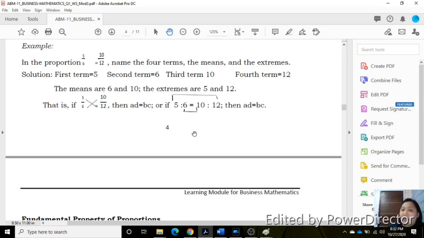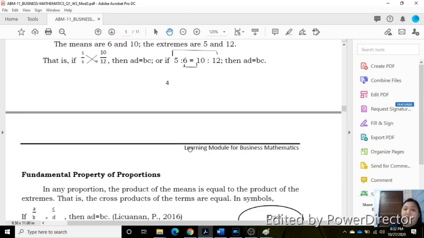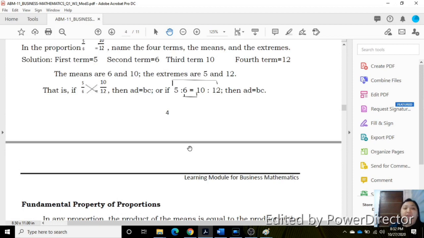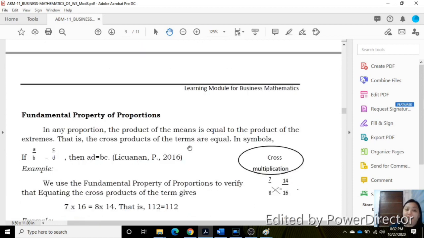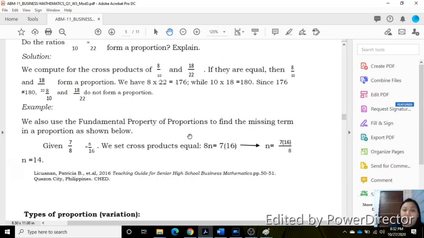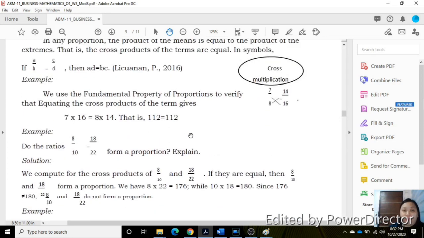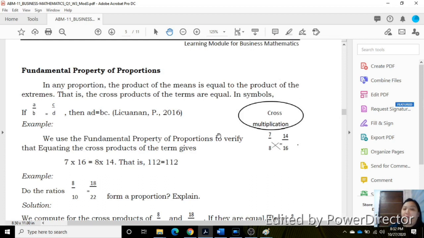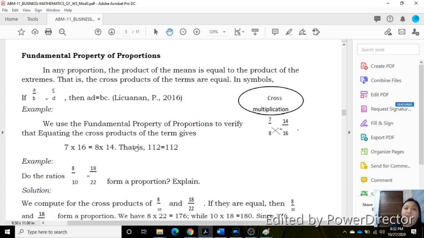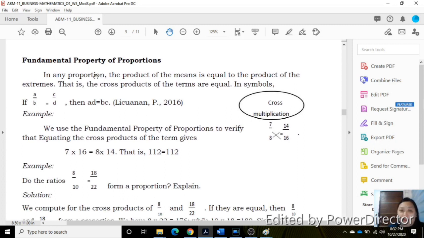So sa next discussion natin, we will discuss the other fundamental property of proportions. Okay? So dun i-discuss natin yung mga type of proportions. So but before that, tingnan muna natin yung fundamental property of proportions. In any proportion, the product of the means is equal to the product of the extremes. Always remember, the product of the means is equal to the product of the extremes. So kapag kinross product mo siya, it's always the same yung sagot.